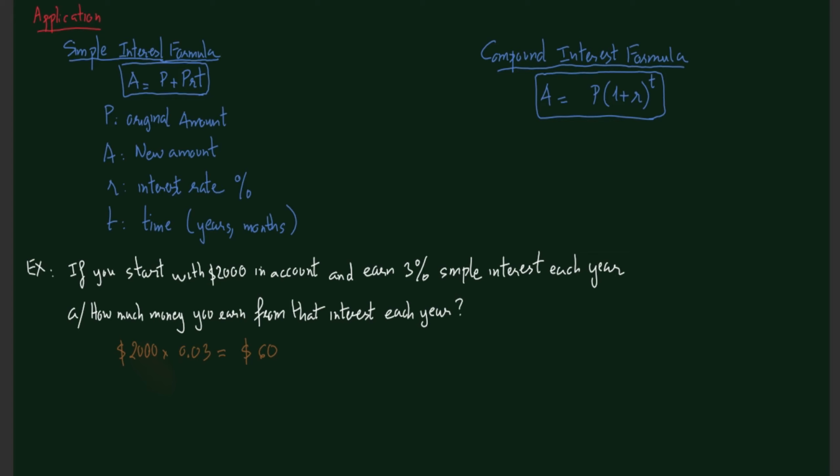Now question B. Now, if we know the original amount already, and we know the percent, we can set up the formula for this simple interest, and we're going to use this formula. So the next question is setting up the formula.